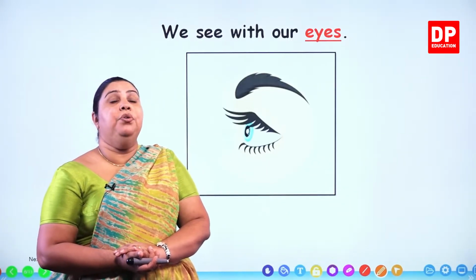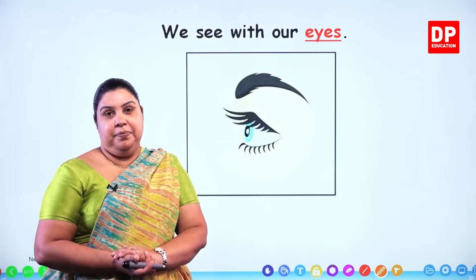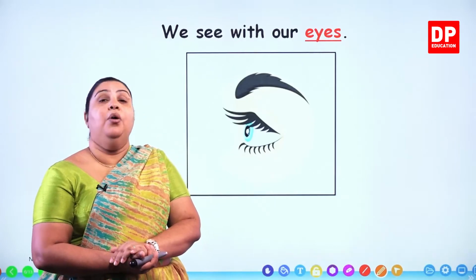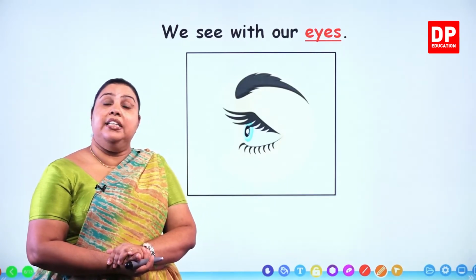So basically, what do we see in our environment? We see that a new day has begun. How do we see? How do we know that it is a new day?